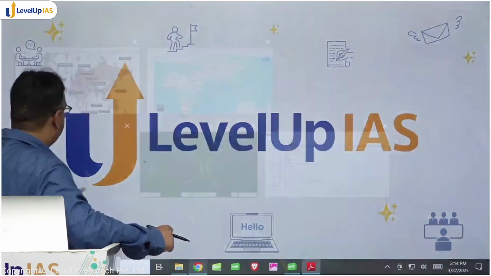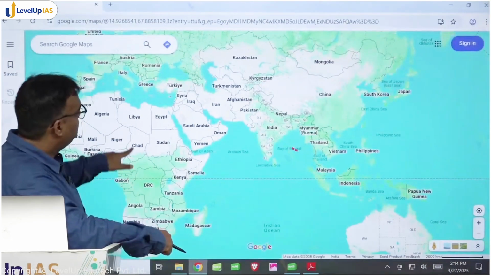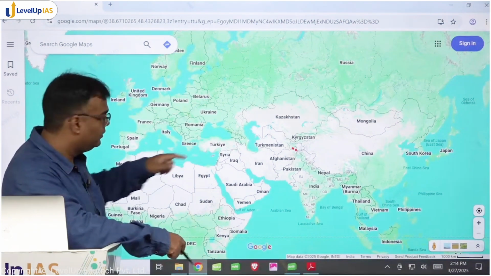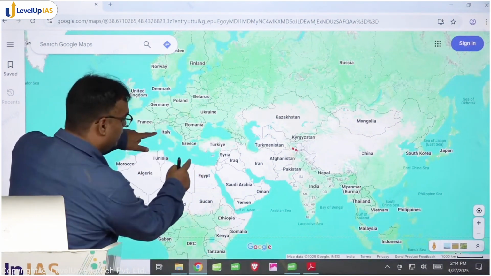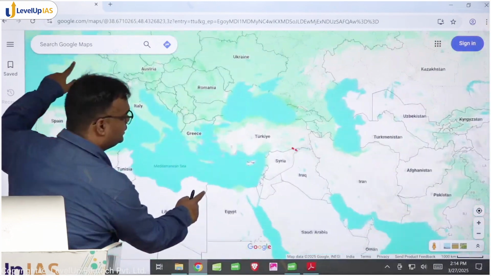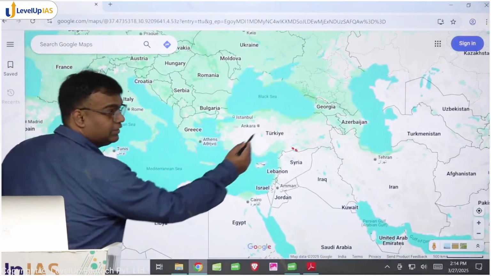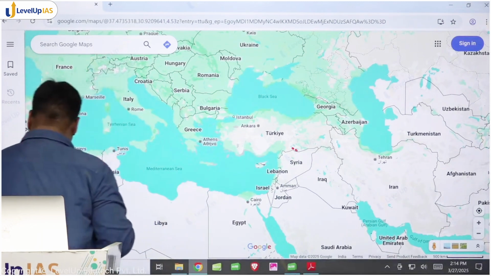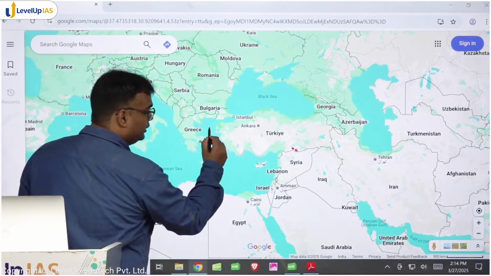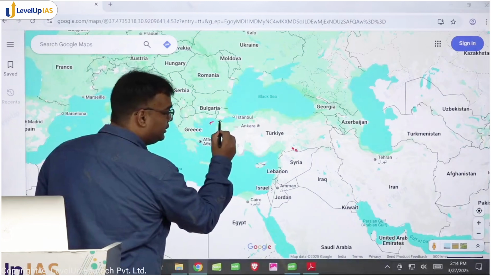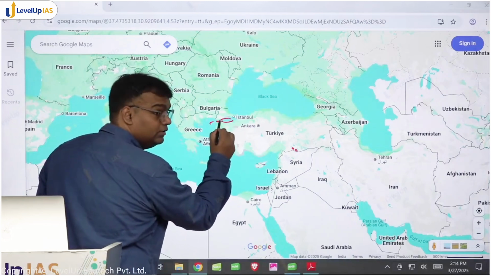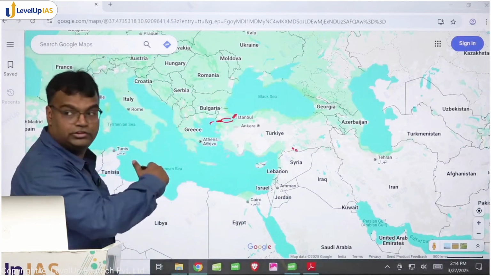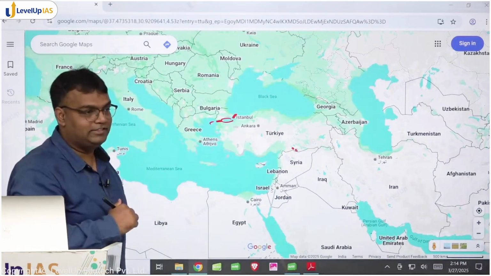First set of straits that we want to talk about. For that, let's come here. This is what? Black Sea. This is Mediterranean Sea. Here, if I increase its size a bit, this is Turkey and this is Sea of Marmara. Here, this part of the sea is getting connected to Sea of Marmara by a small strait, and this is another strait which connects Sea of Marmara with Black Sea.